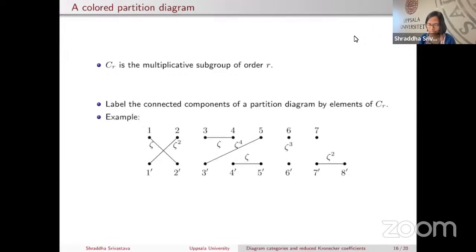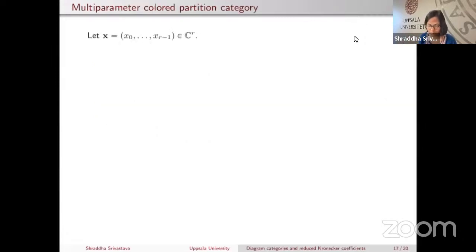So for example, take any partition diagram and put any element of C_R on the connected components. Naively, this is what a colored partition diagram should be, but if we want to multiply, then a multi-parameter will also appear. It's better to work with multi-parameters. Okay, so let us define it. We are going to define a multi-parameter colored partition category. Suppose we have some R-tuples of complex numbers.